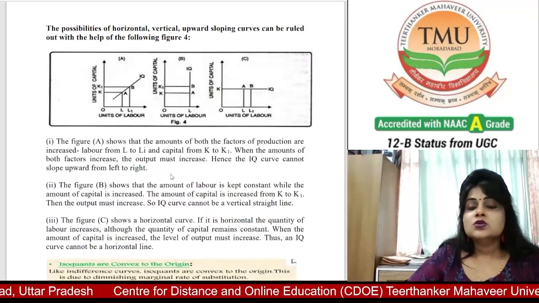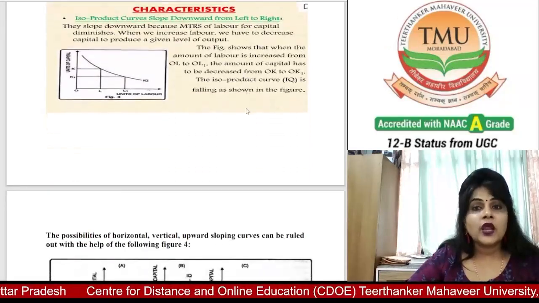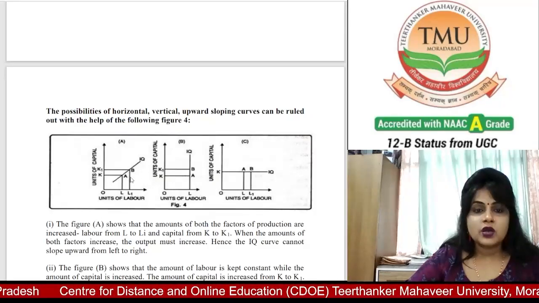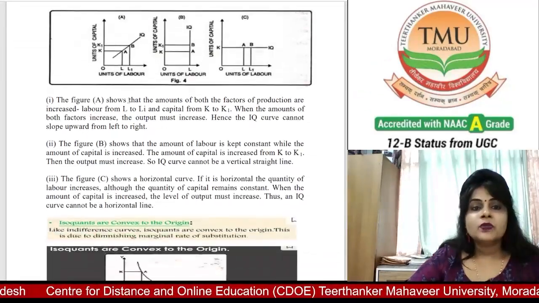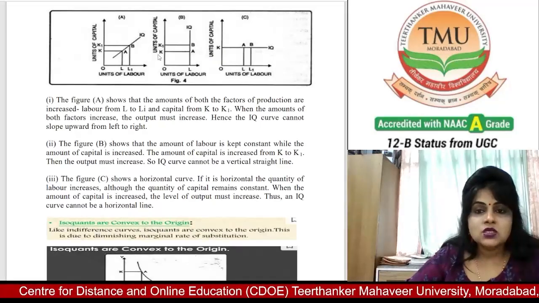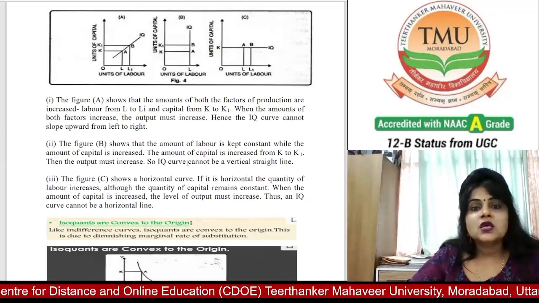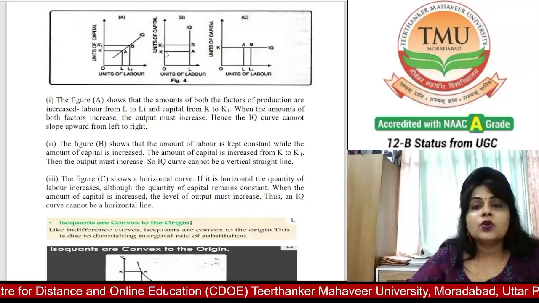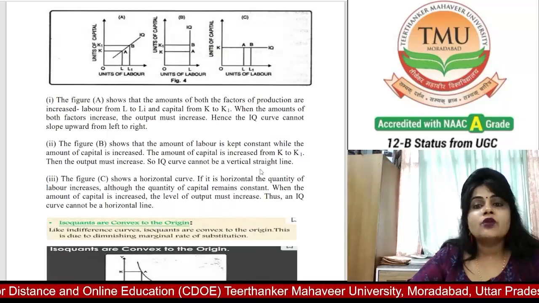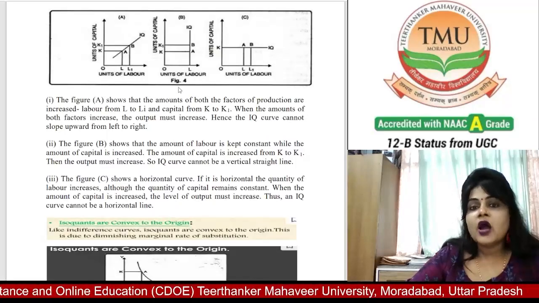In this figure, the isoquant would not go downward from left to right, but it will be outward, left to right, in this case. Now, figure B shows the amount of labor is kept constant, while the amount of capital is increased. When the amount of capital increases from K to K1, the output must increase. So an isoquant cannot be a vertical straight line. A vertical straight line is not the figure of an isoquant.